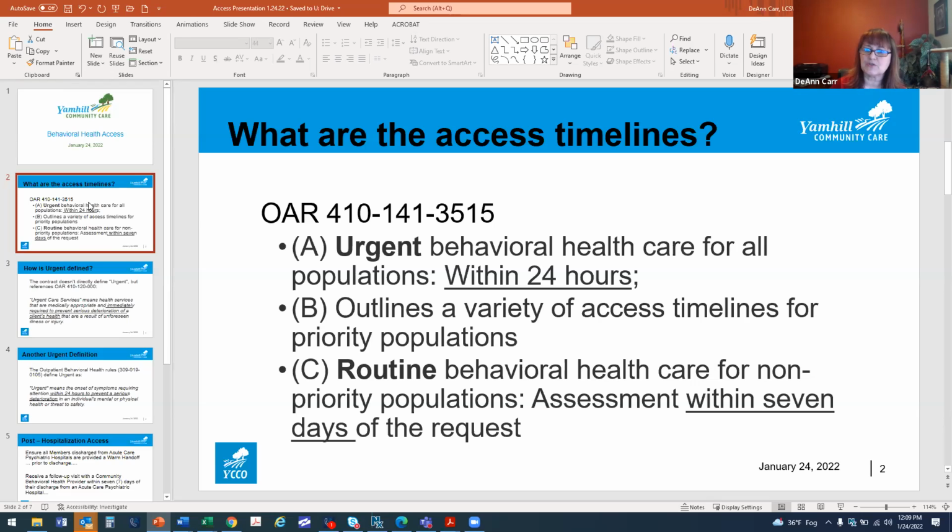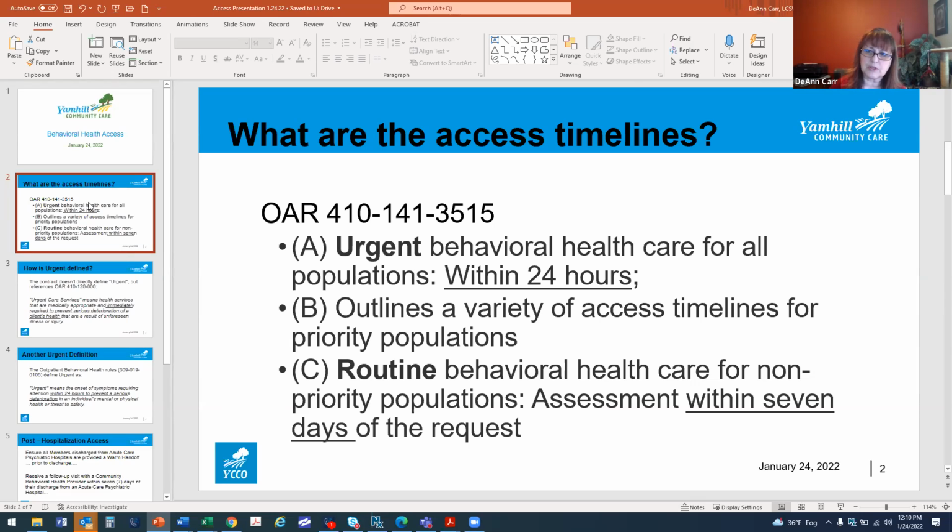And so clinically, we just sort of have to keep those things in mind while still having continuity with how we talk about the OARs. So as we look at this, you've got the urgent, and then within those rules, you'll note under B, it outlines a variety of access timelines for priority populations. And A really speaks to all populations. B is a long list, would have taken many, many slides, and it's pretty specialized.